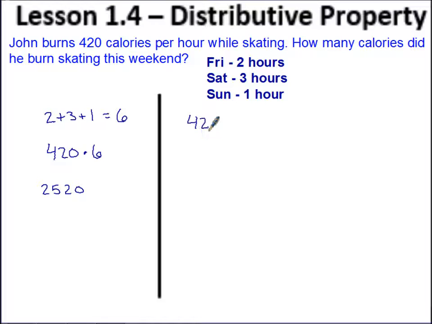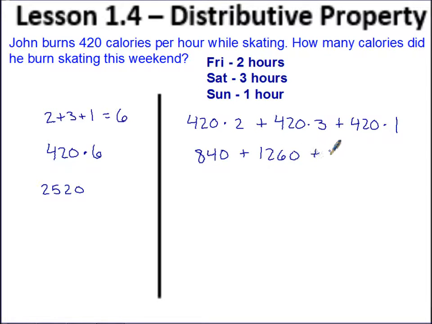On Friday, he burned 420 times 2 calories because he went for 2 hours. And then Saturday, he burned 420 times 3. Plus on Sunday, he burned 420 times 1. Alright, so 420 times 2 would be 840. 420 times 3 is 1260, and 420 times 1 is 420, and if we add all those up, we get 2,520. So two different ways of solving the same problem.